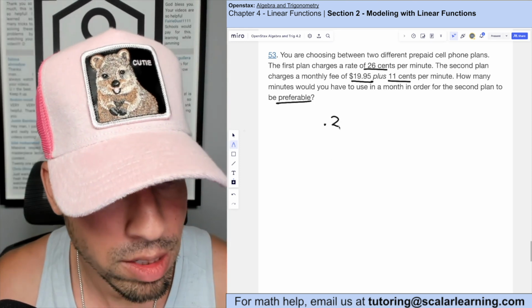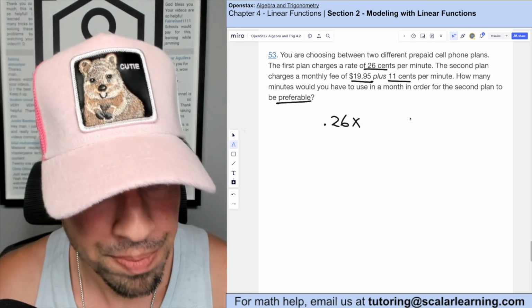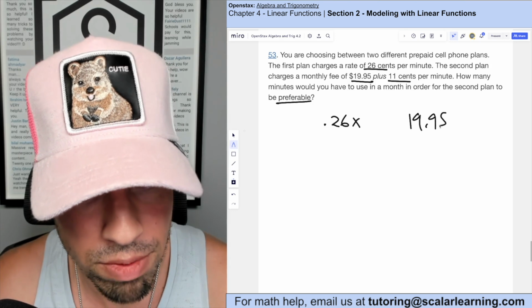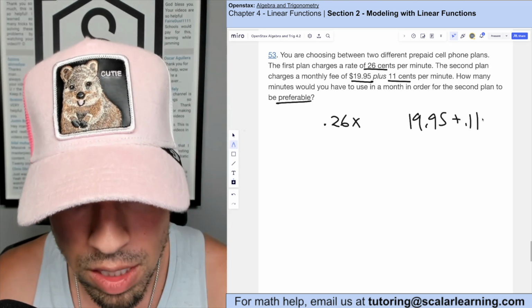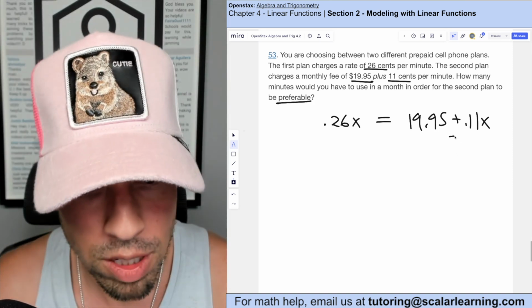So what is the first plan? It's 26 cents per minute. What is the second plan? It's 19.95 plus 11 cents per minute. And we're trying to figure out when these two are equal. So now we have a nice equation. Now we can solve for x.